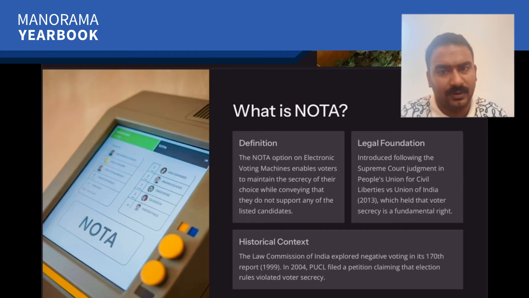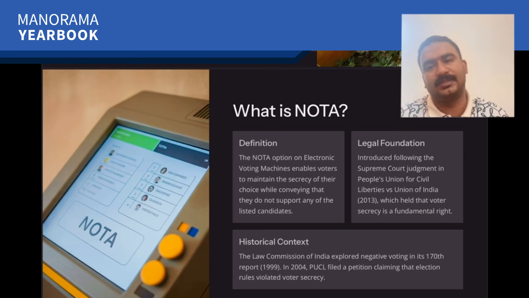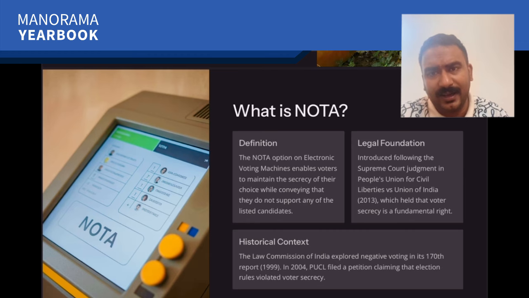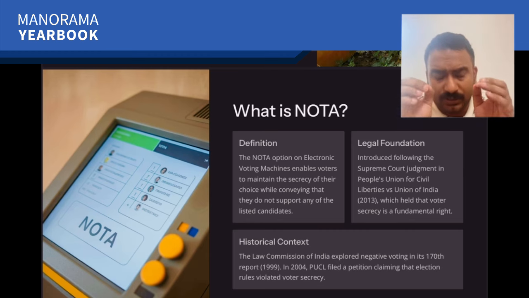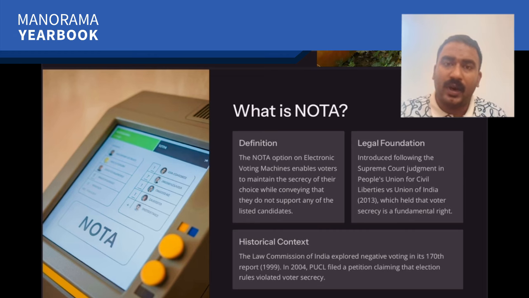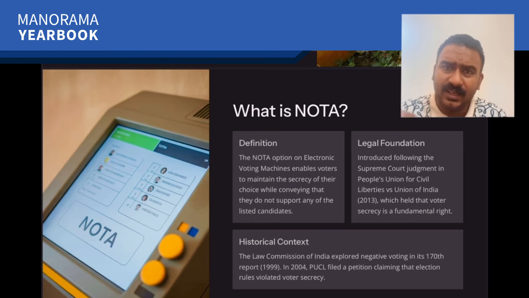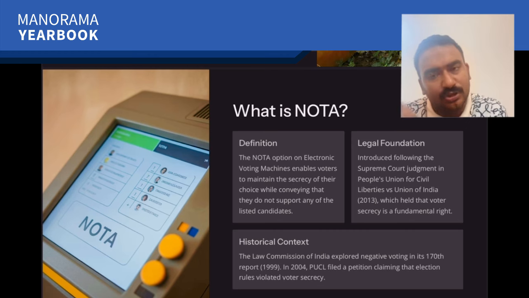If you try to understand the background, way back in 1999, the Law Commission of India in its 178th report had explored the possibility of negative voting and suggested that citizens should have the option to reject all candidates. Although no formal recommendation emerged at that time, the debate continued. In fact, the movement gained momentum when in 2004, the People's Union for Civil Liberties filed a petition claiming that the Conduct of Election Rules 1961 violated voter secrecy by recording the identity of voters who abstained. This laid the groundwork for the eventual 2030 Supreme Court judgment.